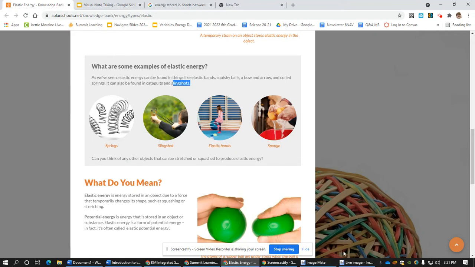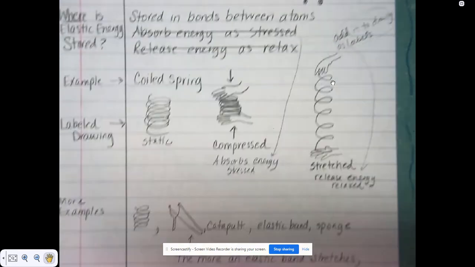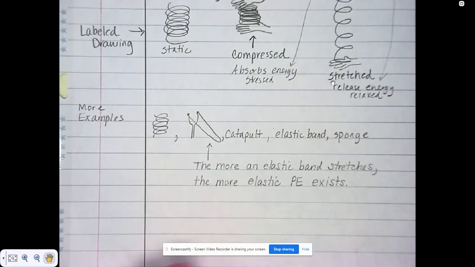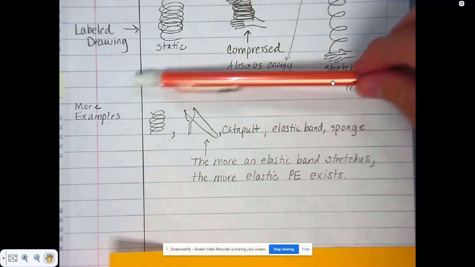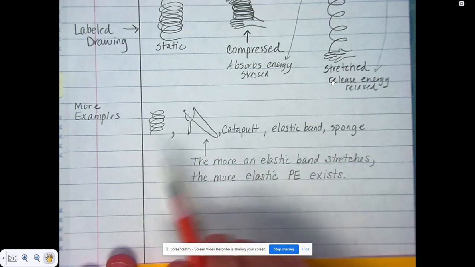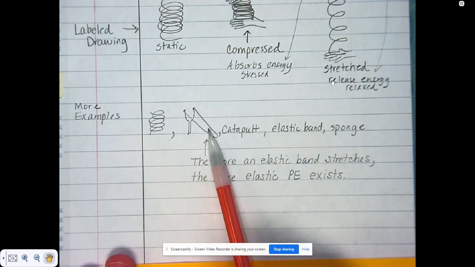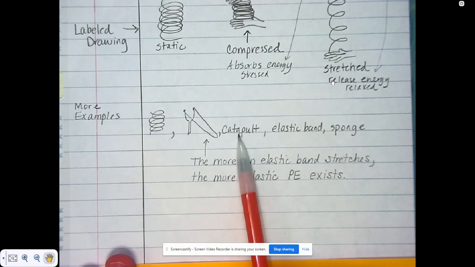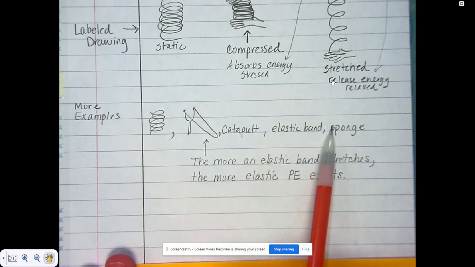So I'm going to go back again and look for the spot where it says more examples. Notice I'm leaving a space again right here so that it's not too crammed in my information. And I'm just going to draw. The coil and spring was easy enough. The slingshot was easy enough. The catapults, that might be harder for you to draw. The elastic band, the sponge. They mentioned some of the other ones that I've already drawn, like the bowstring, so I already have that.